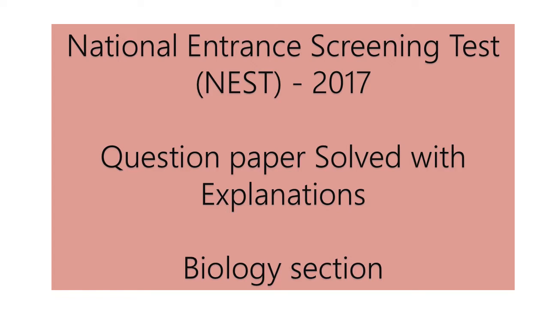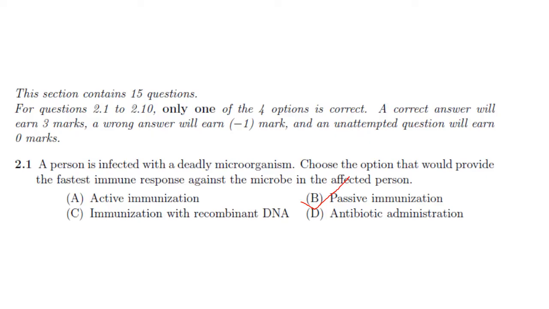Today we will be discussing the NEET 2017 question paper. I will be discussing only the biology section. So this section contains 15 questions. For questions 2.1 to 2.10, only one of the four options is correct. The correct answer will earn 3 marks, a wrong answer will earn -1 mark, and an unattempted question will earn 0 marks. So coming to the first question.